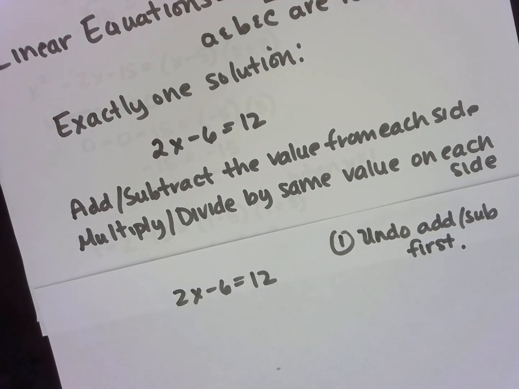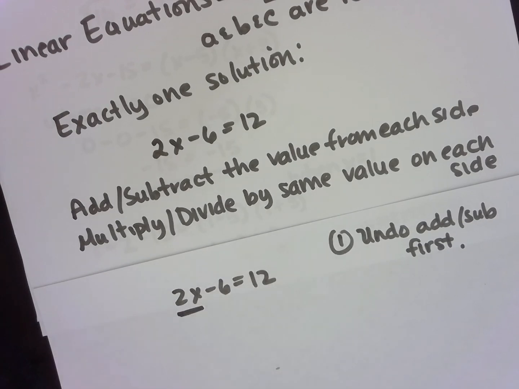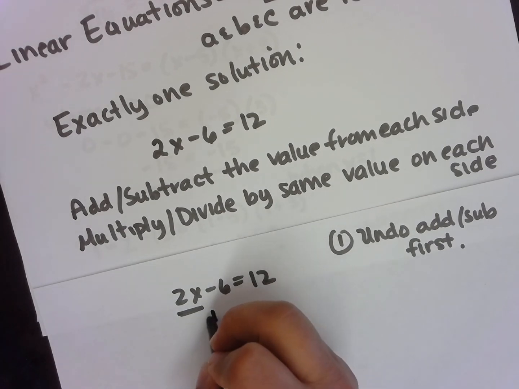So my goal is to get x alone. Here is x. It's with this 2. When they're touching like that, that means multiplication. So 2x minus 6 equals 12. I don't want this minus 6 on this side. I want this to be just plain 2x. So basically I want that minus 6 to become 0. If I add 6 to that side, then negative 6 plus 6 will actually be 0. So that's what I'm going to do here. I'm going to add 6.